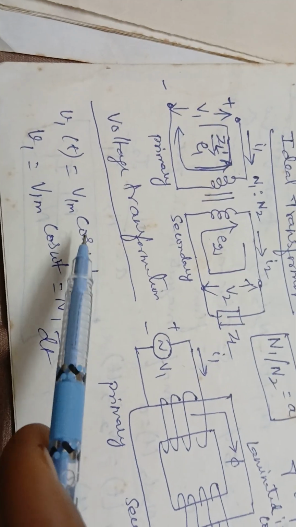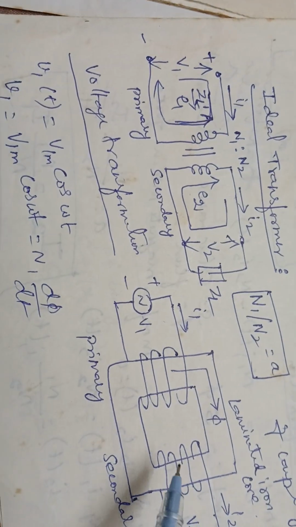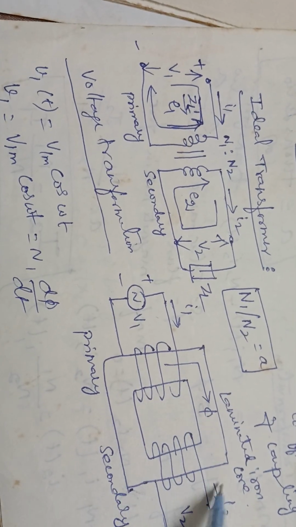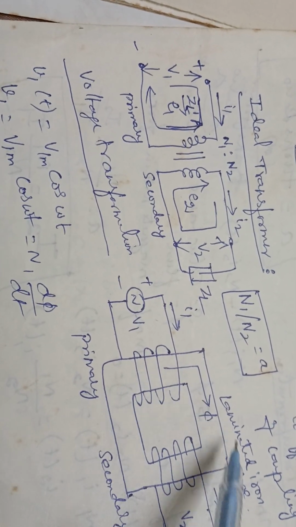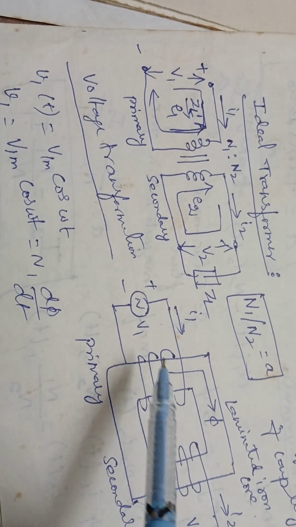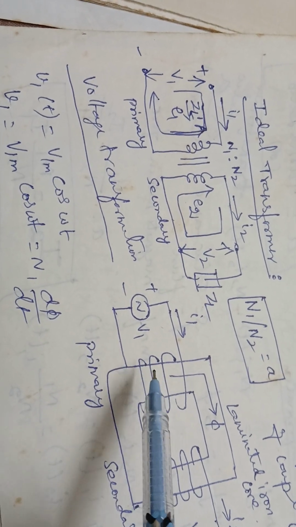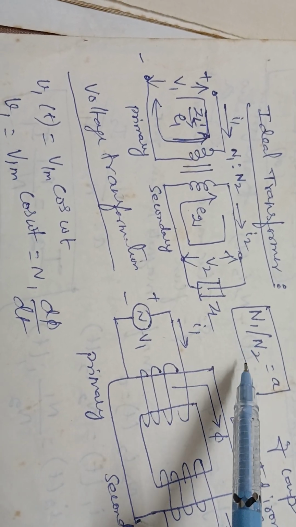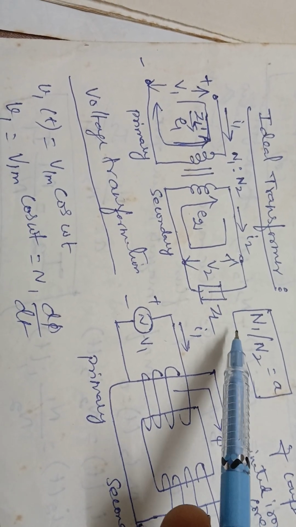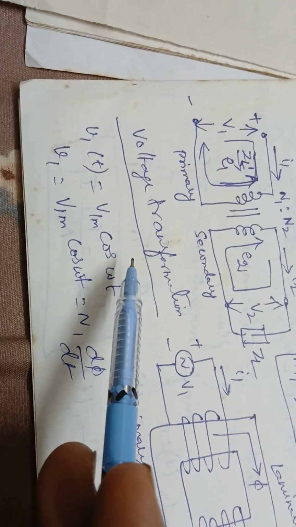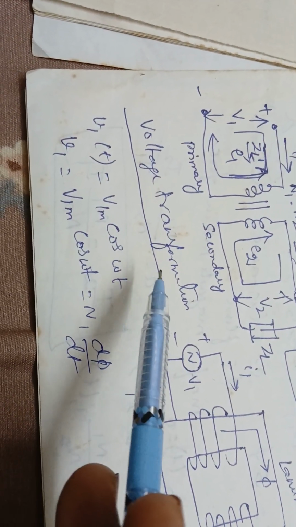This is the transformer, with a primary winding and a secondary winding on an iron core; the wire has been wound over the iron core. N1 by N2 is the number of turns ratio, the turns ratio A. Now the voltage transformation.